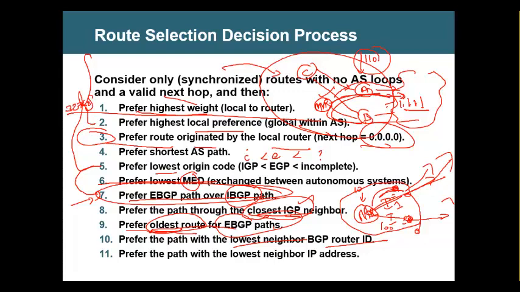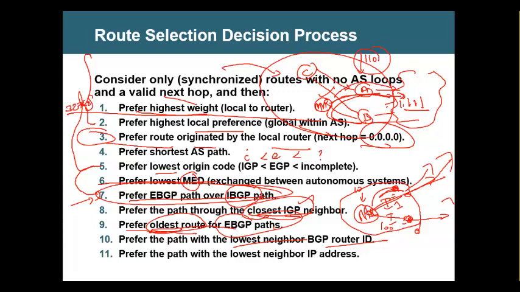See, I want to repeat number 5. Number 7 is EBGP over IBGP. That you understand. EBGP means between two different autonomous systems. IBGP means the same autonomous system. But the origin code is different. Their IGP, what does it mean? The way in which the network is advertised, how the network is originated.